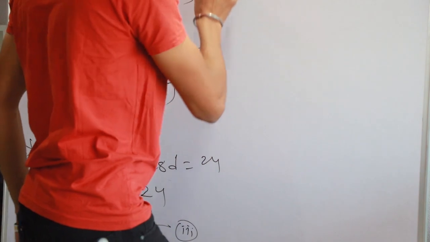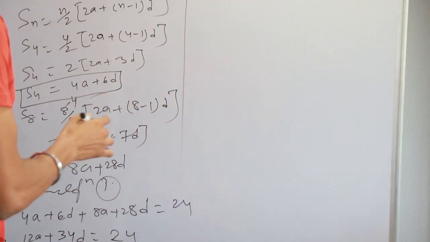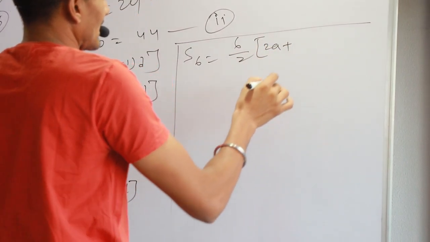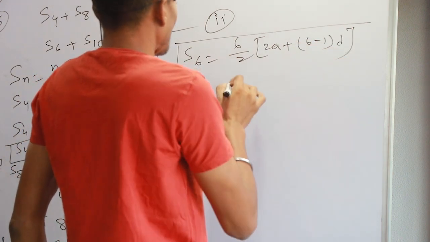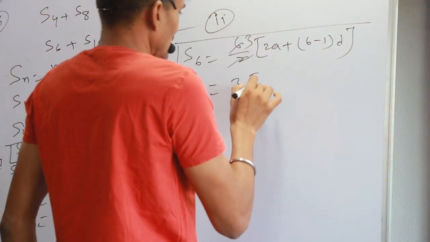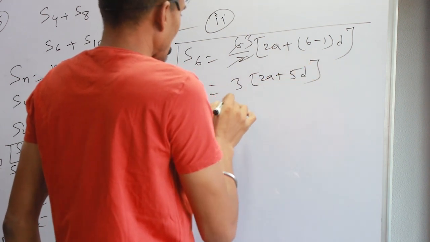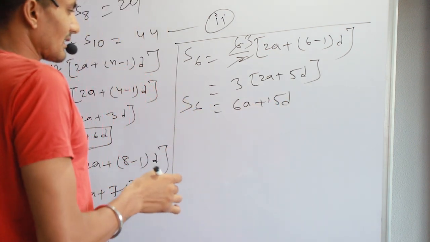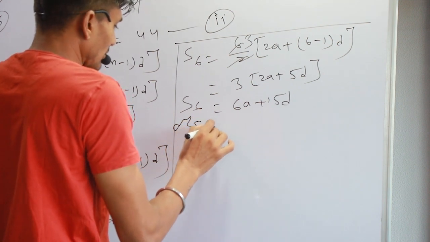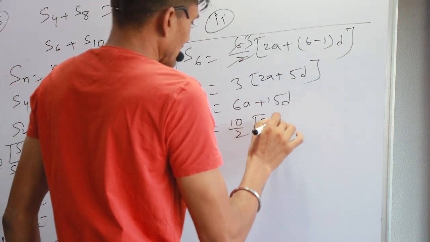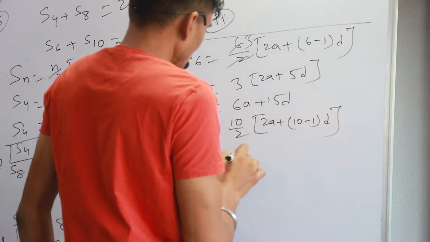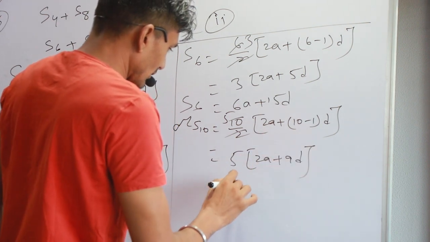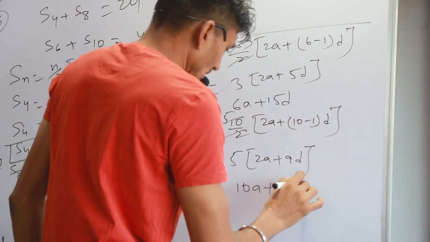Now next one, S6. S6 is equal to how much? 6 by 2 into 2a plus 6 minus 1 into d. That is equal to 3 into 2a plus 5d, that is 6a plus 15d. And S10 is equal to 10 by 2 into 2a plus 10 minus 1 into d, that is 5 into 2a plus 9d. That means we have 10a plus 45d.